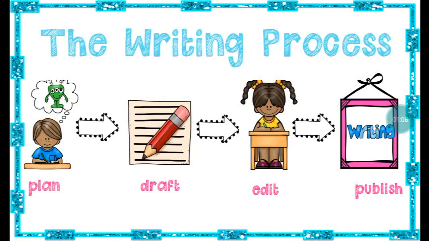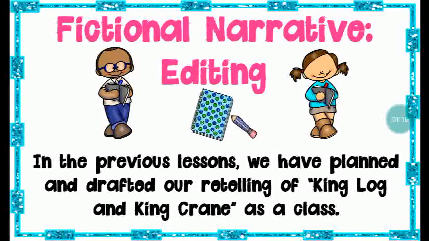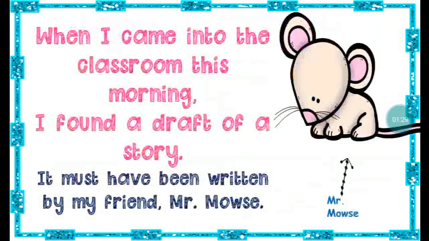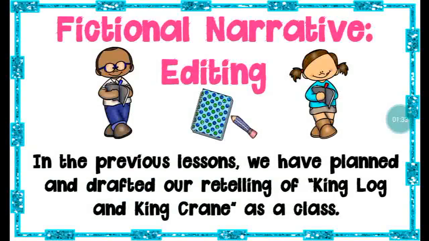These are the four writing process steps: plan, draft, edit, and publish. In our previous lesson, we've planned and we've drafted. We've planned and drafted our retelling of King Log and King Crane. In today's class, we are going to edit, because in our previous class we planned and we drafted.